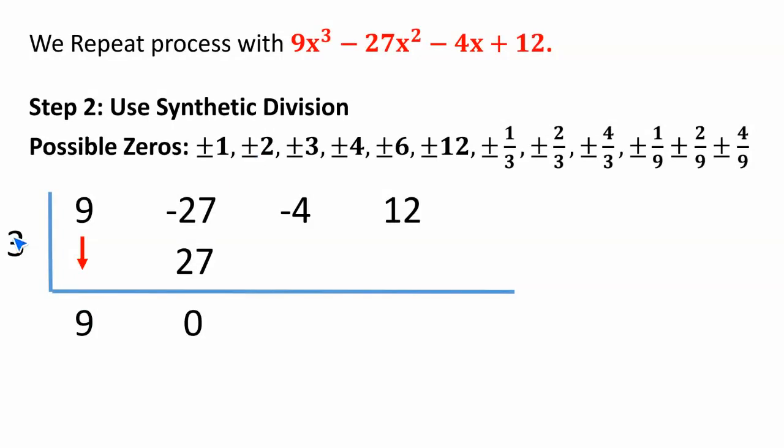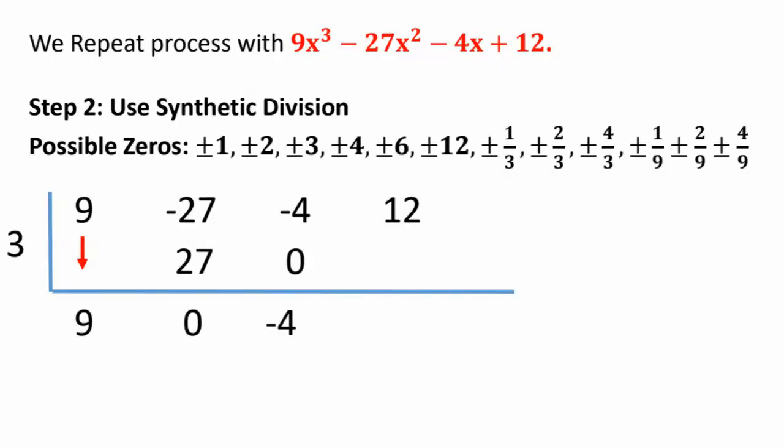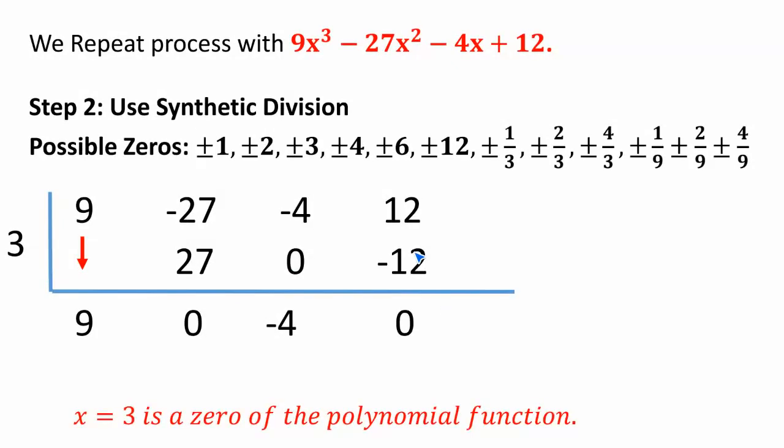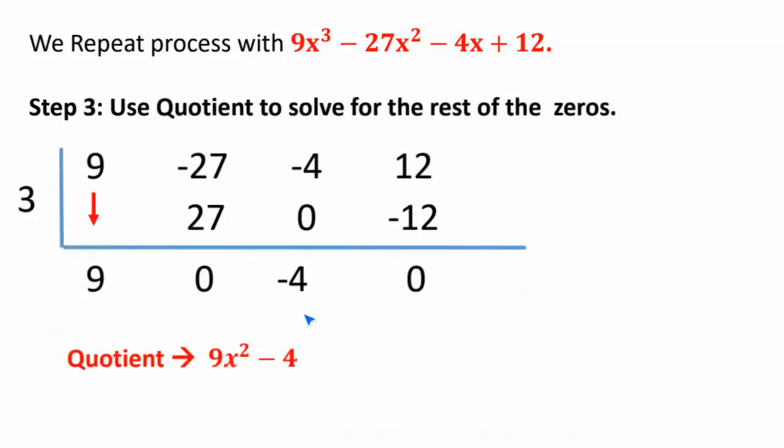I bring down the 9. 9 times 3 is 27. I add it to -27. I get 0 times 3 is 0. And then -4 times 3, -12, we get 0. So that tells me that x equals 3 is a 0. So now my quotient is going to start with an x squared, since we had x cubed. So 9x squared, there's no x, and then -4.